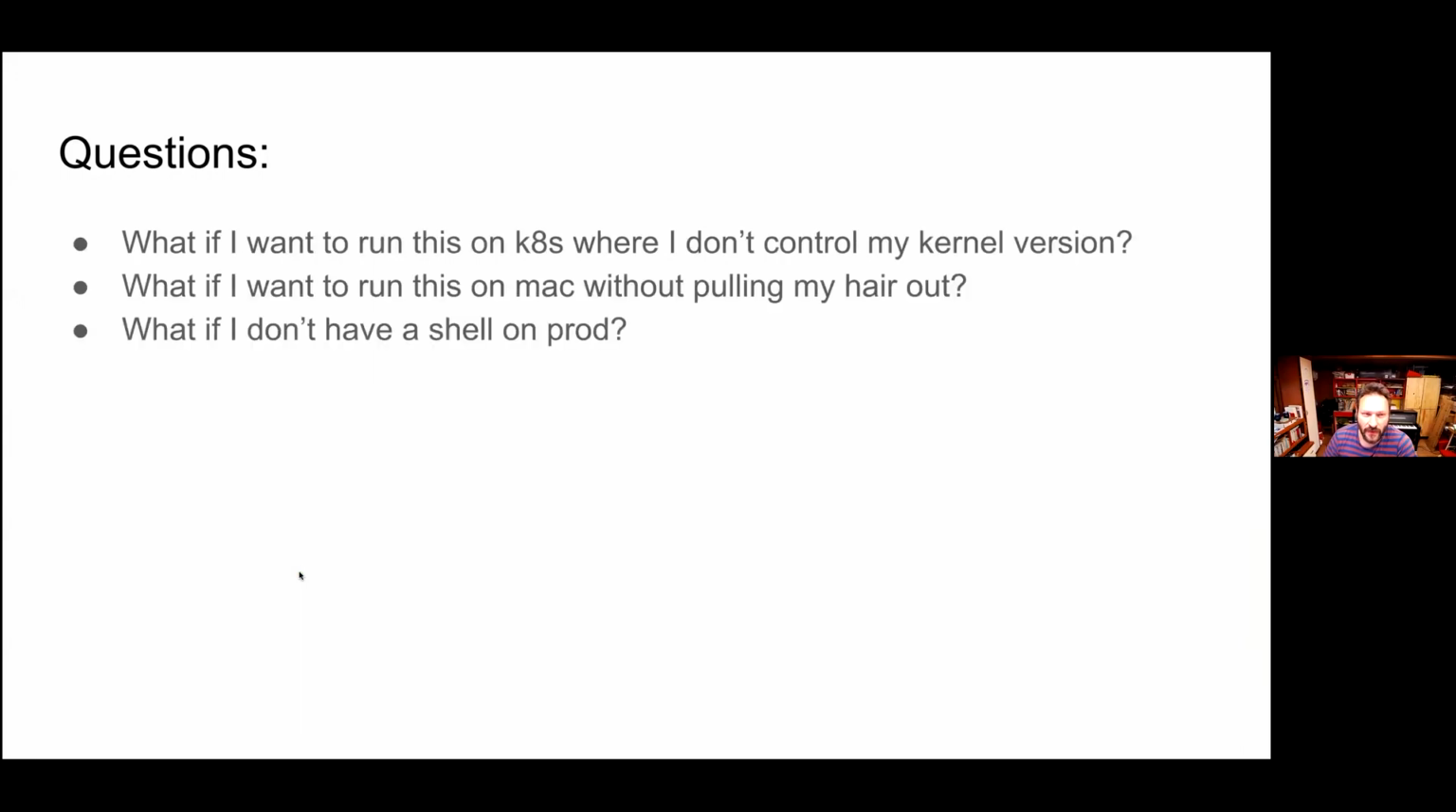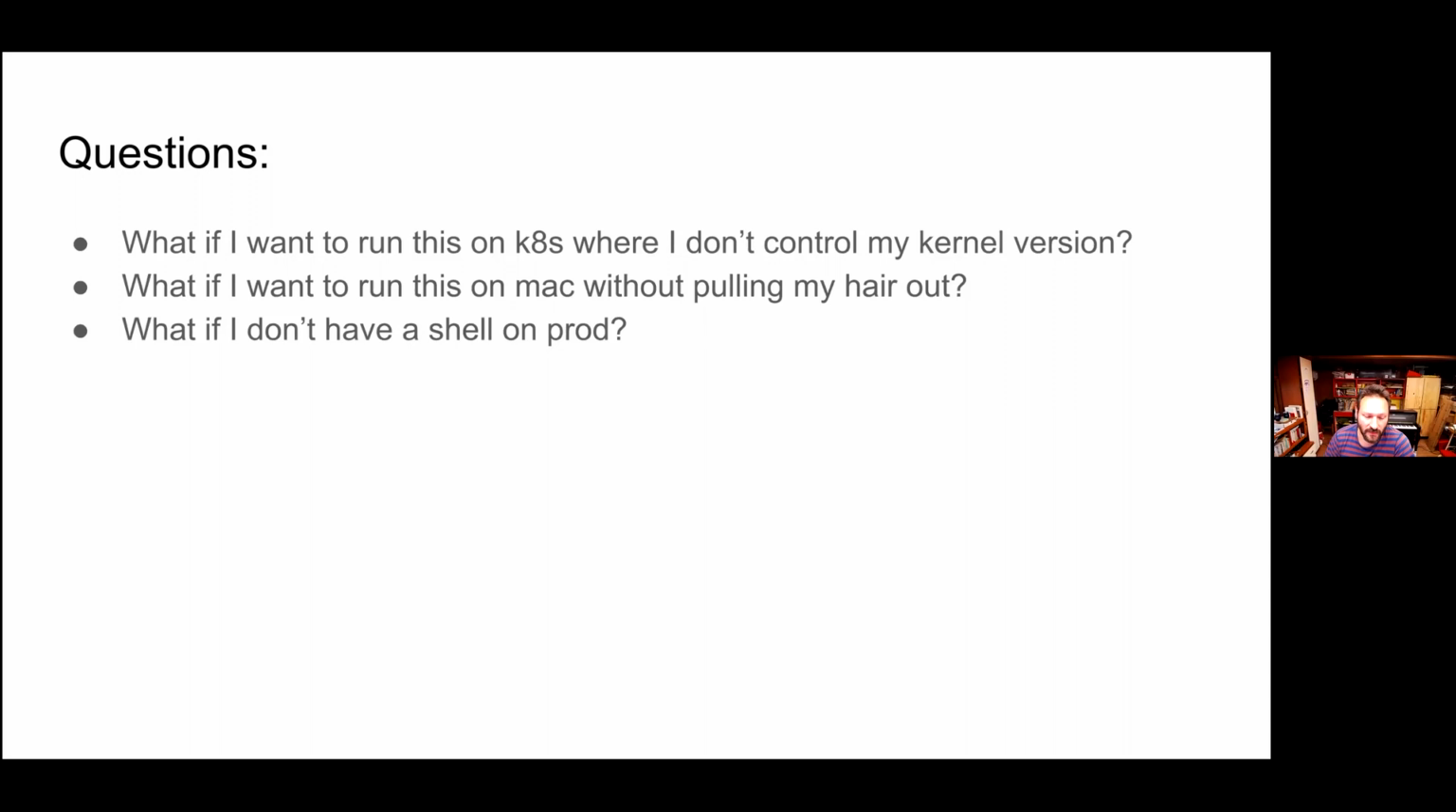Okay, so there are a few questions. What if I want to run this thing on Kubernetes, for example, where I don't really control what kernel version runs there? I don't want to bake a new image with the right version of perf, and then have to coordinate with my SRE every time they roll out a new version of Kubernetes and so on. What if I just want to run it on my Mac? What if I don't have a shell on prod?